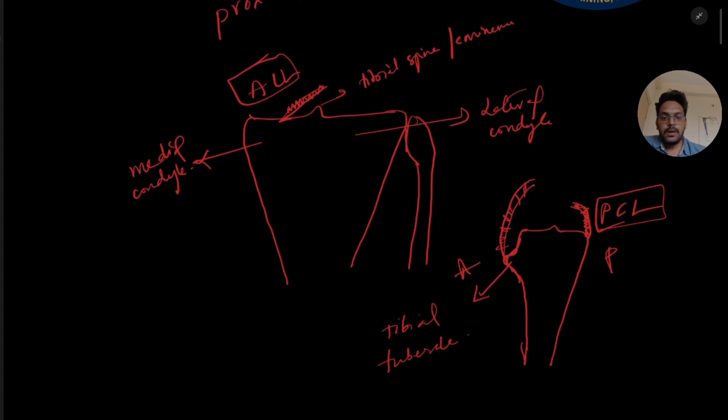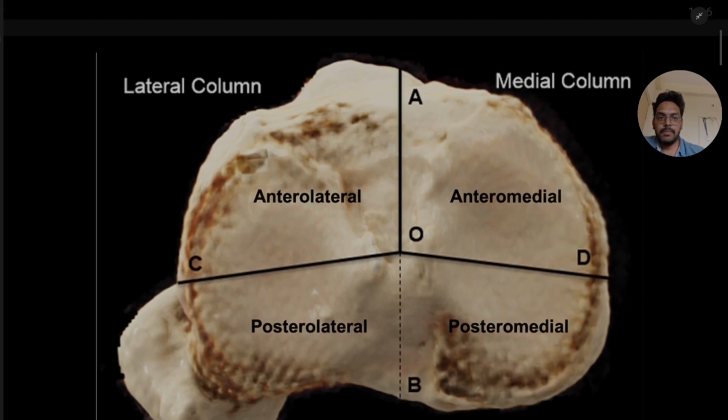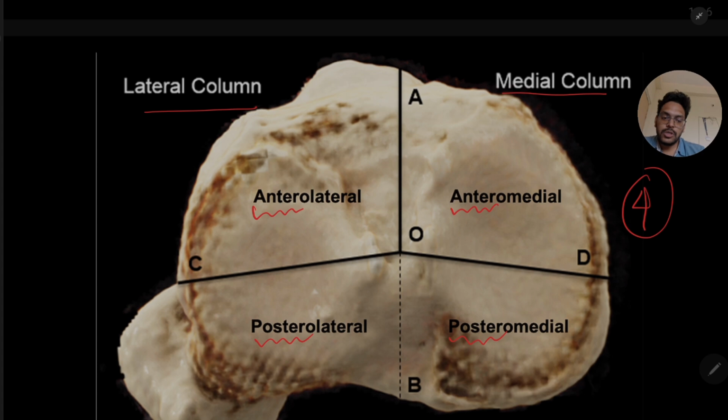The tibia now is divided into three columns mainly: the medial column, the lateral column, and the posterior column. The medial and lateral columns are divided into anterolateral and anteromedial, and the posterior column is divided into posterolateral and posteromedial. Combined, there are totally 4 columns. The posterior column is treated as a whole, and the posterolateral aspect of the proximal tibia is supported by the fibular head.